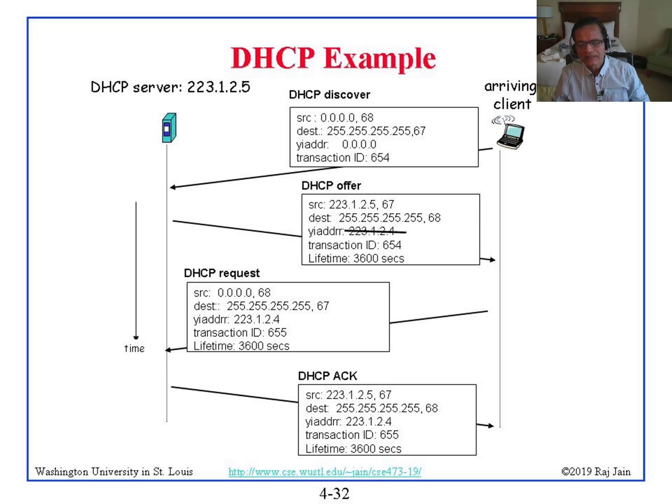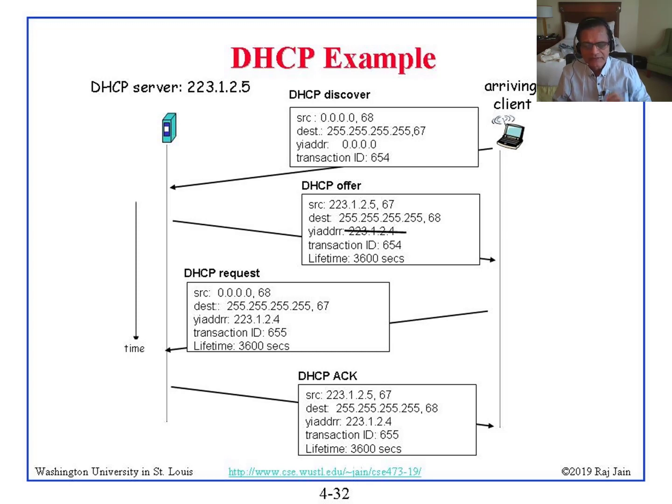And the reason it comes to you, even though the IP address is 255, is that when the packet is sent, it also has the MAC address at layer 2. And so at layer 2 you will pick it up, and it will say that the address that has been assigned to you is 223.1.2.4, and then the lifetime is 3600 seconds. So 3600 seconds is 1 hour, right? So in this case, you have this address for 1 hour.